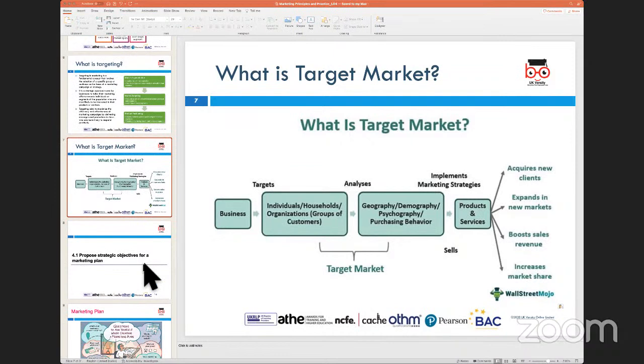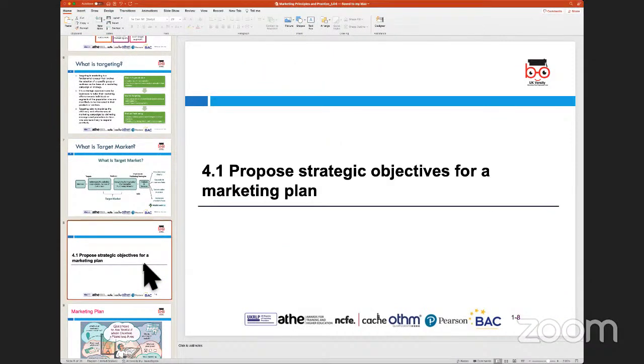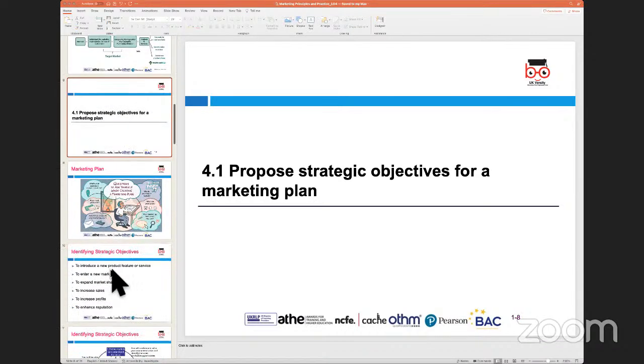Okay, good stuff. So let's go across into some of the assessment criteria now and discuss some of the detailing in terms of the slides. Now, the first one talks about proposing what strategic objectives the company would look at in terms of creating a marketing plan. What are these objectives going to be?